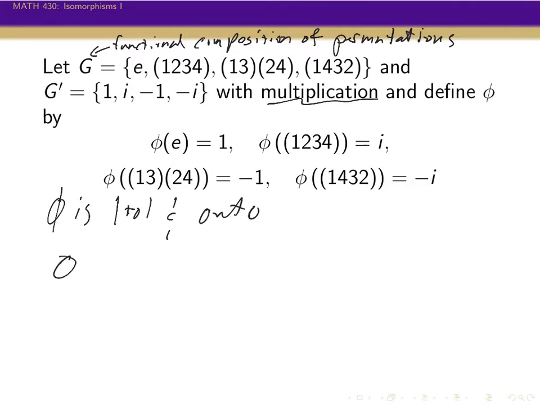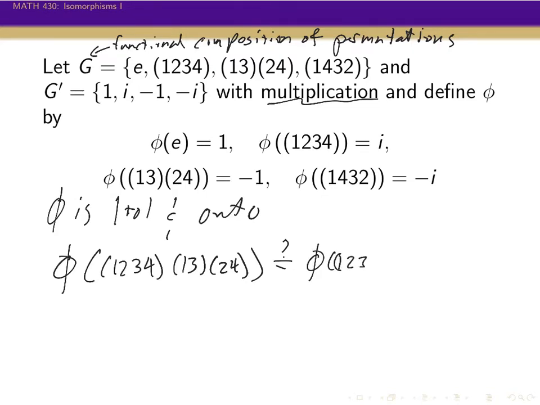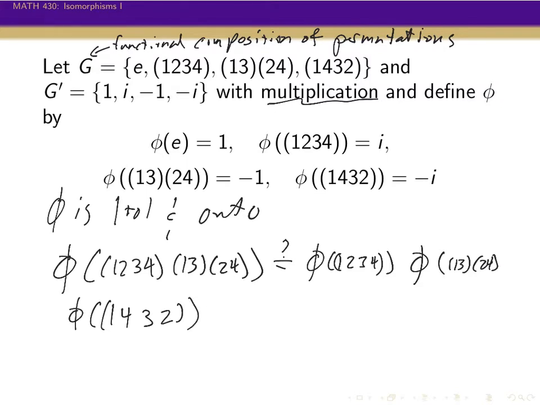So if we did phi of, let's say, (1 2 3 4) and (1 3)(2 4), does this equal phi of (1 2 3 4) times phi of (1 3)(2 4)? Okay, so let's check. So (1 2 3 4) applied to (1 3)(2 4): 1 goes to 3 goes to 4. 4 goes to 2, which goes to 3. And 3 goes to 1, which goes to 2. So we get (1 4 3 2).